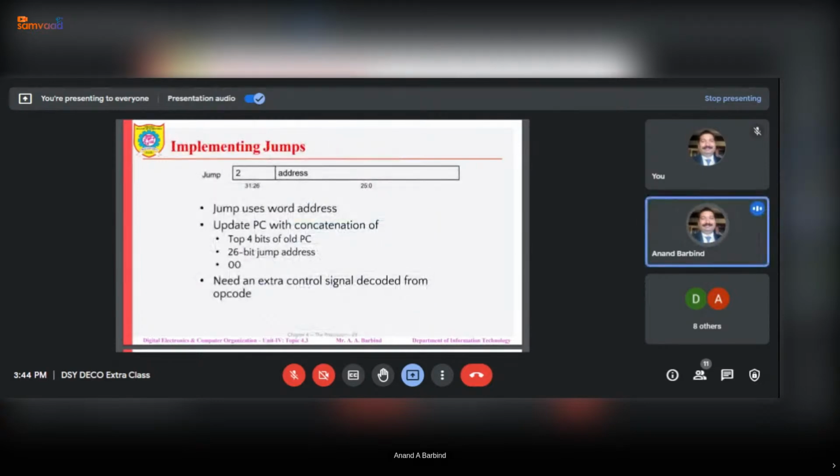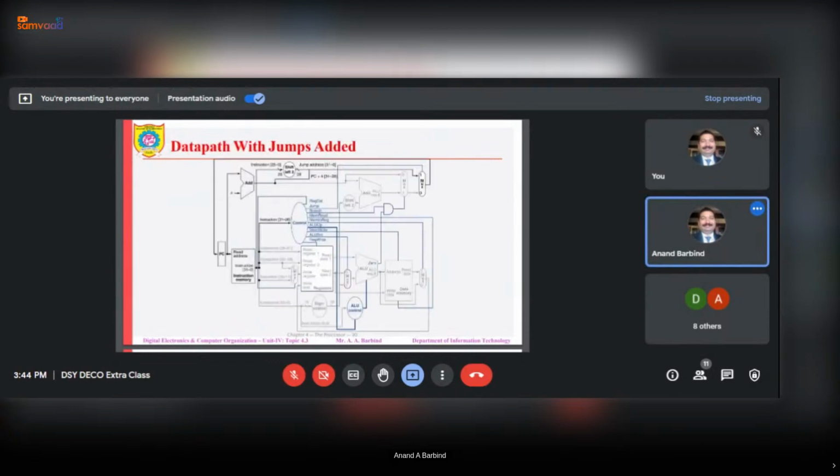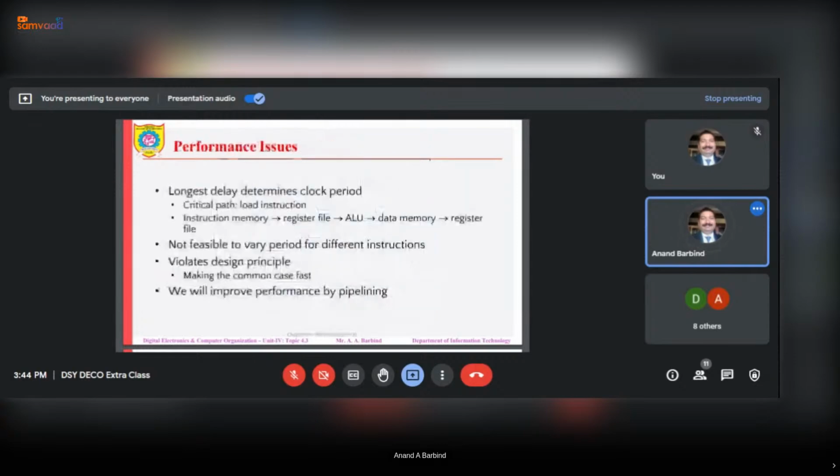Okay, so you can go through this. Here the data path for the jump instruction and other instructions are shown there.